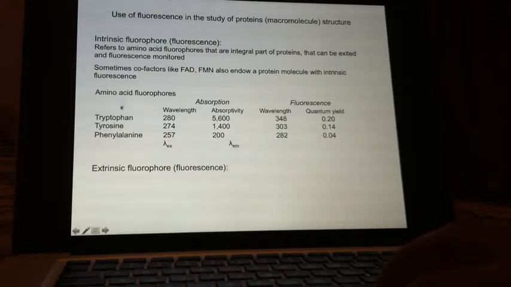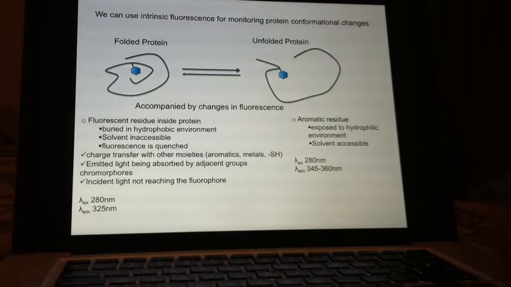Intrinsic fluorescence is the fluorescence endowed to a protein molecule because of its constituent amino acids like tryptophan, tyrosine, and phenylalanine that are fluorescent. They absorb at a certain wavelength and emit fluorescence at a certain wavelength. For example, tryptophan has a good quantum yield. So also FAD and FMN, which are cofactors of the protein, endow a protein with an intrinsic fluorescence. Now, if we are able to follow the changes in the intrinsic fluorescence, we will be able to tell what dynamic structural changes are taking place in a protein. And I have tried to show it in a pictorial form.